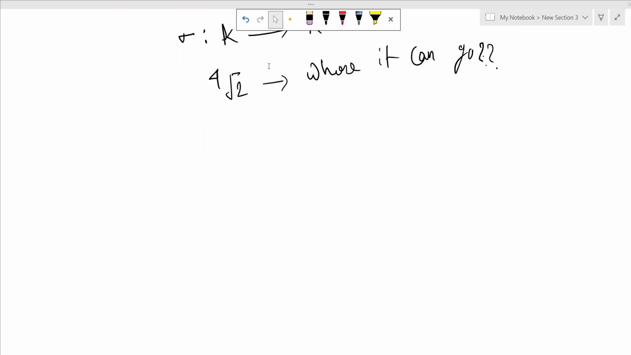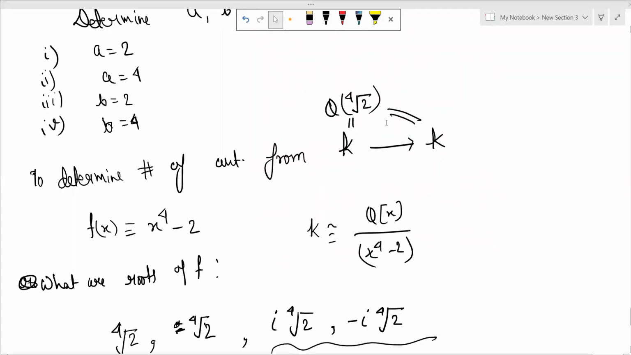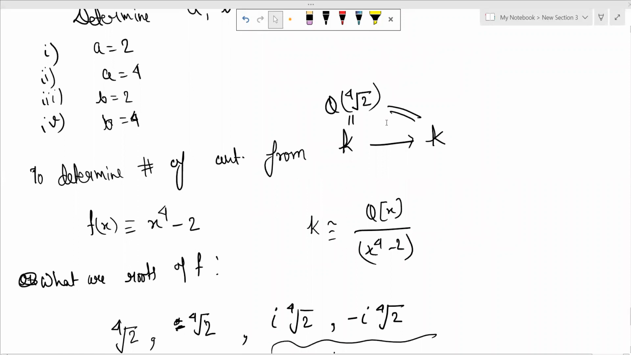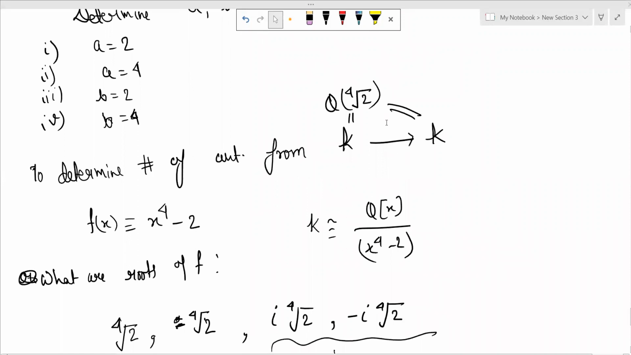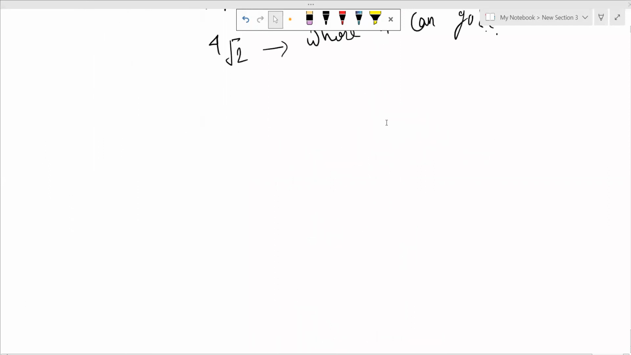Muthukumar, do you have any idea? The fourth root of 2 plus the ideal generated by x to the power 4 minus 2. Why this? Okay, right, you are just saying that it is the identity map. Is there any other map? How will you say this? You have precisely done this statement. Let me prove this one if you've not done it, otherwise state it.